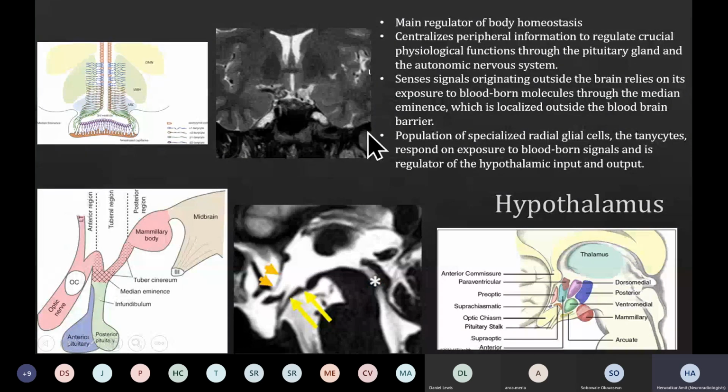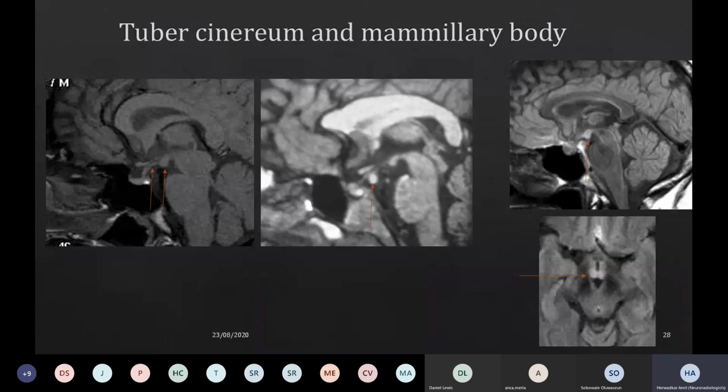And this it does by this various group of nuclei which line this very small area over here. That is where all these nuclei are located, and they influence the pituitary gland, and by its influence on the pituitary gland is going to influence the rest of the body itself. And again, just to show you the anatomy over here, this is the pituitary infundibulum.